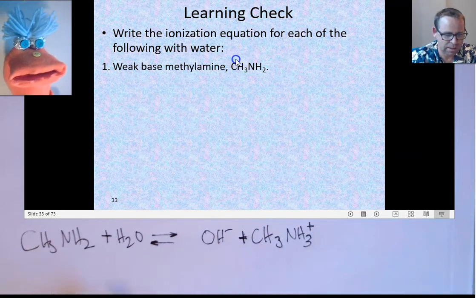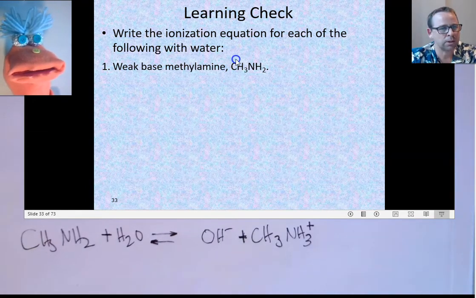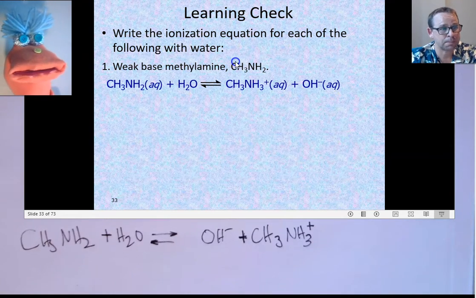Okay, so that is how you write the dissociation of a weak base. Okay, very good. Let's go on to the next one, okay?